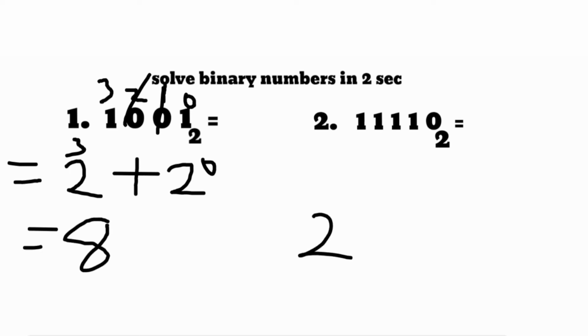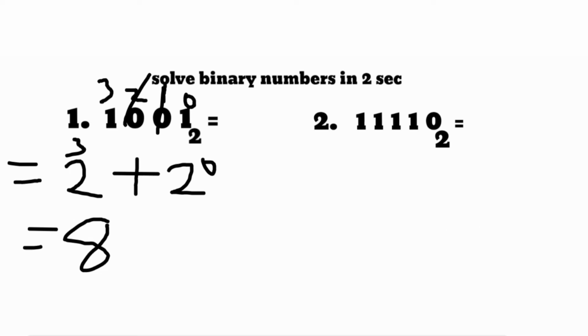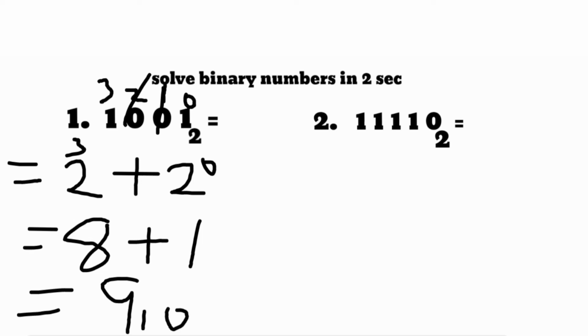Now how do we get 8? All of you know that 2 to the power of 3 is the same thing as saying 2 times 2 times 2. And 2 times 2 is 4. 4 times 2 is 8. So that's how I got my 8. And anything raised to the power of 0 is always 1. So in that case, you end up getting 8 plus 1, which is 9 base 10. So that's a simple way to do your binary number without wasting time, and in just few seconds. In just less than 2 seconds, you are done. Now let's try the next one.